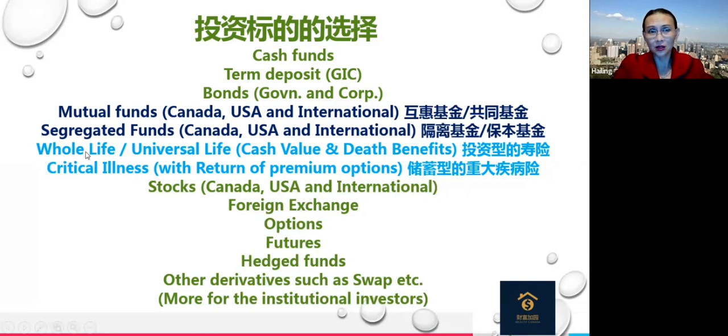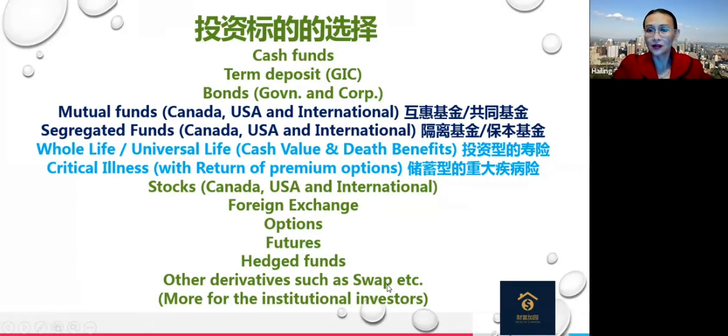Of course, there are two insurance products that a lot of people may not know a lot about: whole life and universal life. You can build the cash value within this policy, so that can be a retirement income. The other one, critical illness, with the return of premium option at the age of 65, you will also be able to pull out the money as your retirement supplement income, right?